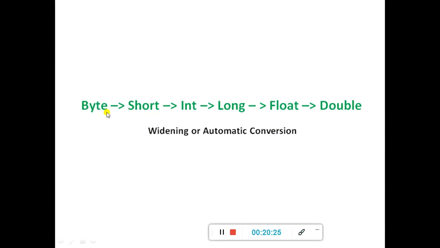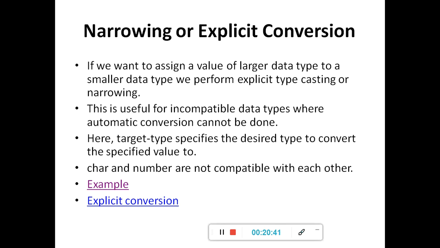So here you can see widening or automatic conversion: byte to short, short to int to long, long to float, and float to double. So in this way you can do the conversion. Now explicit conversion means what? We are doing the opposite of what is there in the automatic. That is, if you want to assign a value of a larger data type to a smaller data type, we perform explicit typecasting or narrowing. Okay, that thing is called narrowing. This is useful for incompatible data types where automatic conversion cannot be done.